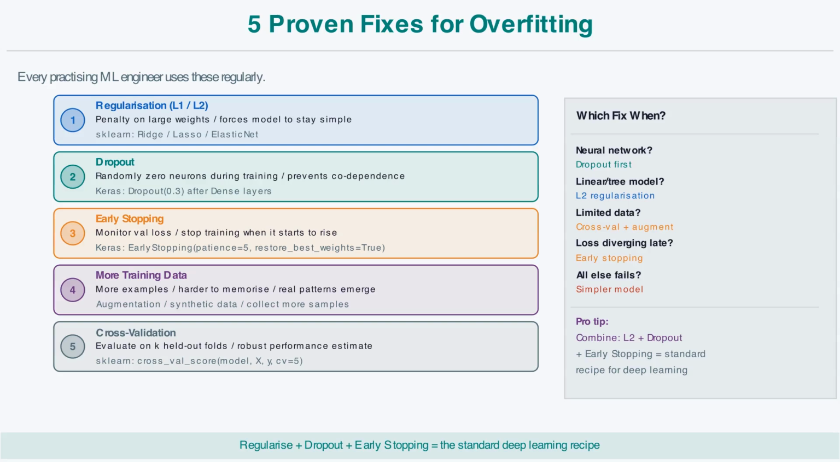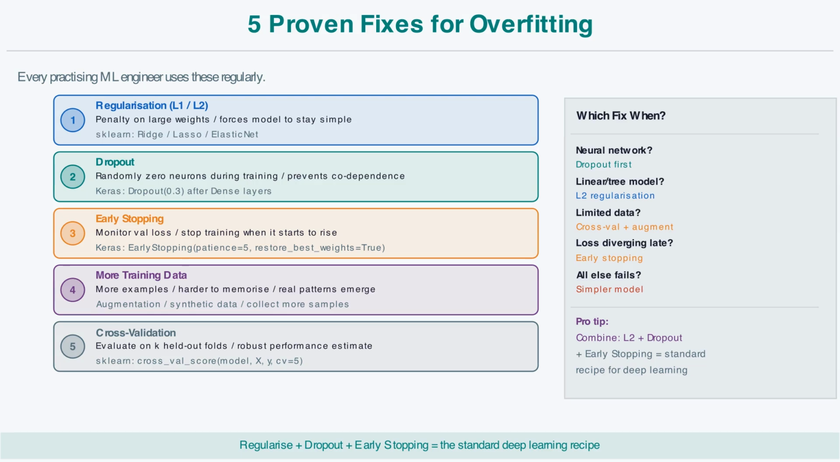Fix 1: regularization. You add a penalty term to the loss function that punishes large weights. The model is forced to keep its parameters small and its behavior simple. L2 regularization, also called ridge, squares the weights. L1, also called lasso, uses the absolute value and can zero out irrelevant features entirely.